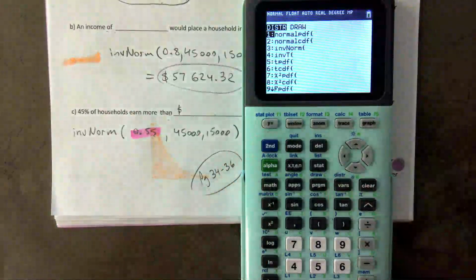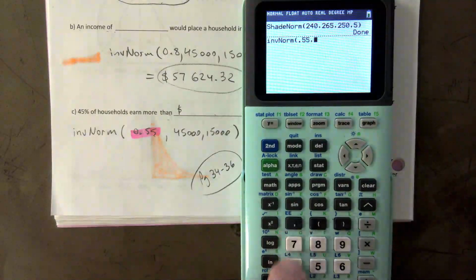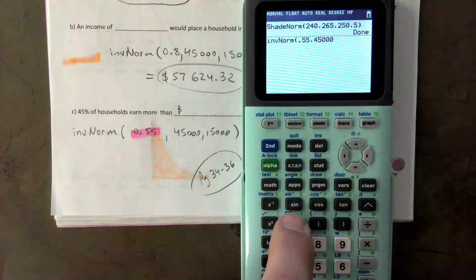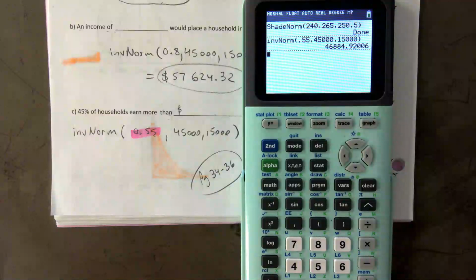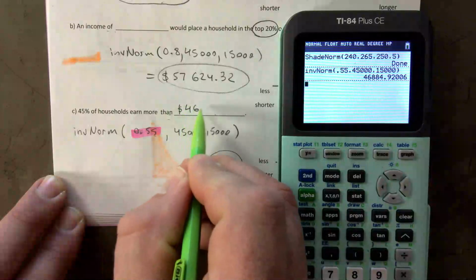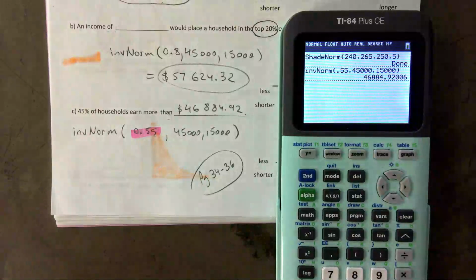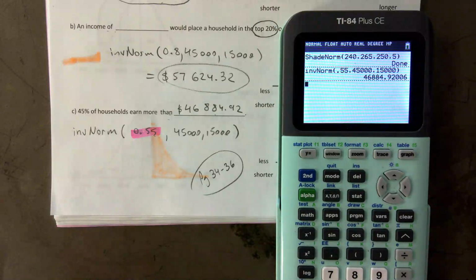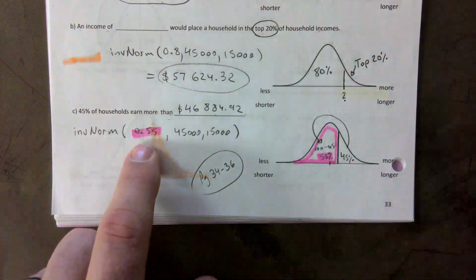Clear, second vars, inverse norm, 0.55, 45,000, and 15,000. And there it is. So this is an actual dollar amount in this case. So that's 46,884.92. All right? Make sense? It's not a percentage. You already know the percentage. Don't use normal CDF. That's when it's inverse norm time. Okay? All right, so we got that.